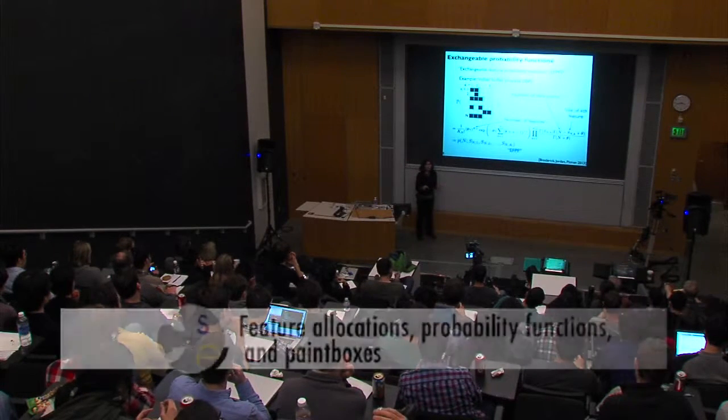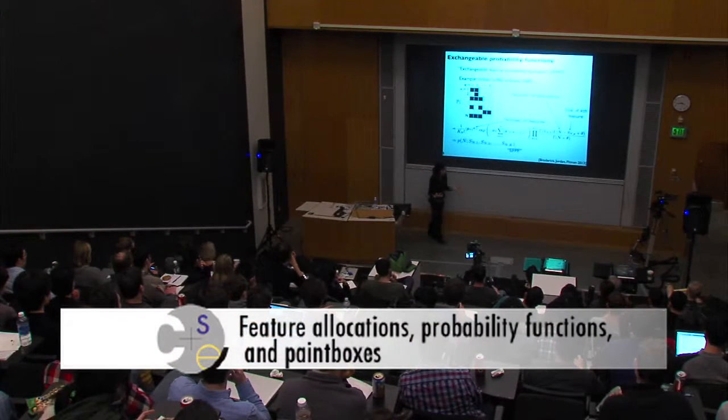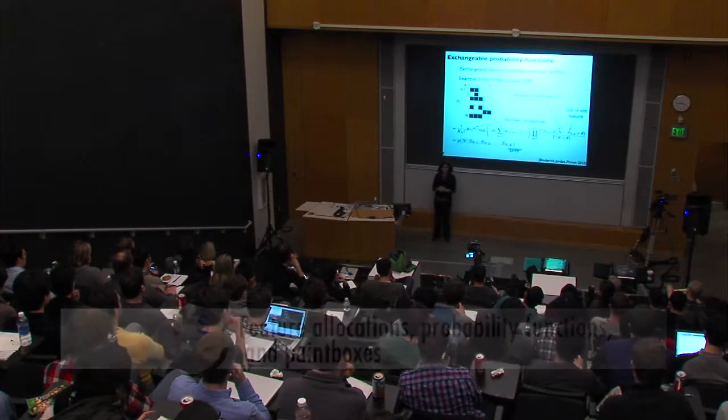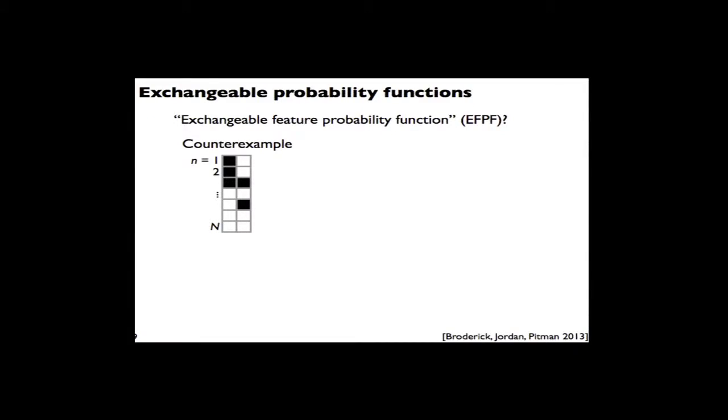But of course, the whole point here was to say, what can we say about all exchangeable feature allocations, not just some particular exchangeable feature allocation? So the real question is, does every exchangeable feature allocation have one of these EFPFs that we've just defined? And actually, the answer is no, and here's a simple example to tell you why not. So let's imagine the following counterexample. There are just 2 features this time. It's bounded at 2 features.